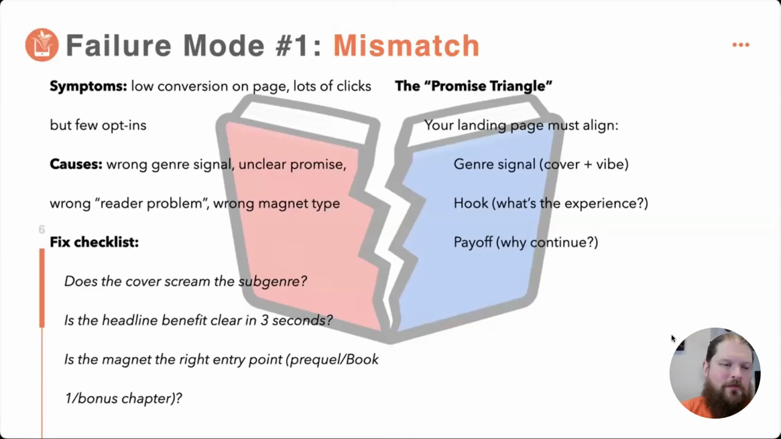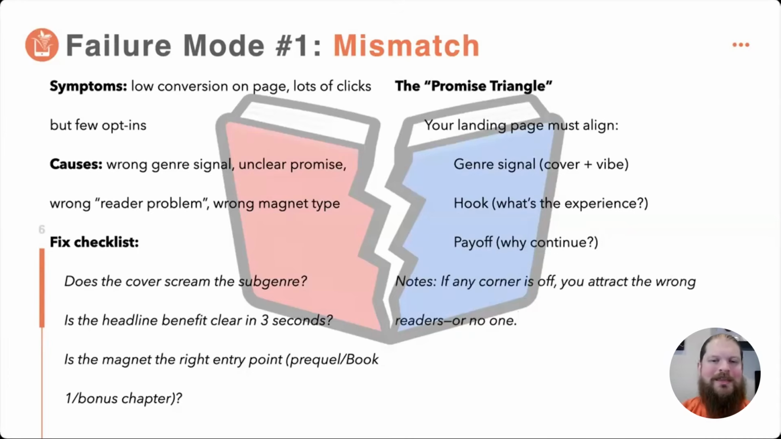And the payoff, right? Why should they continue? Why should they actually open the book and read? So those three things, the genre signal, the hook, and the payoff, they should get some hint about what they're going to get out of it. If any one of those corners of that triangle is off, you could be attracting the wrong readers, or you're going to attract no one because it's just not all going to add up for them.